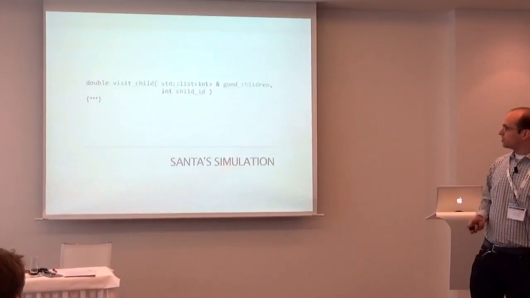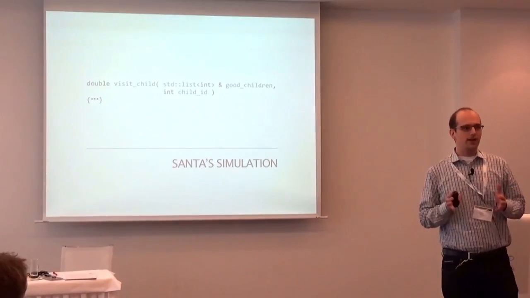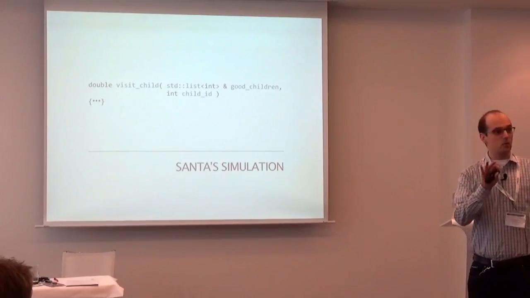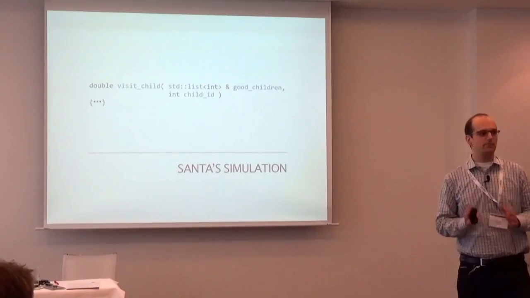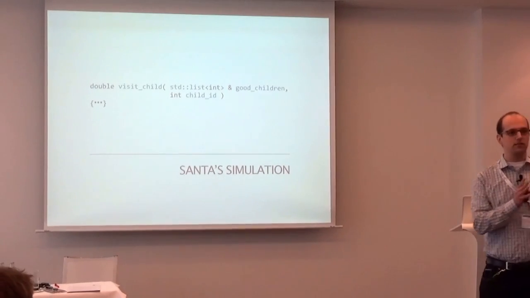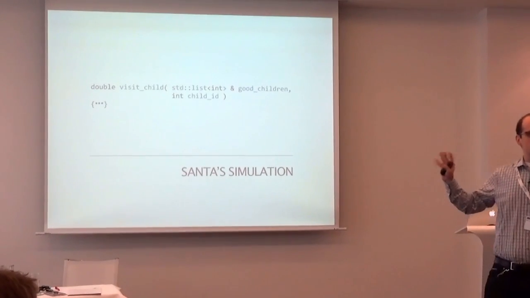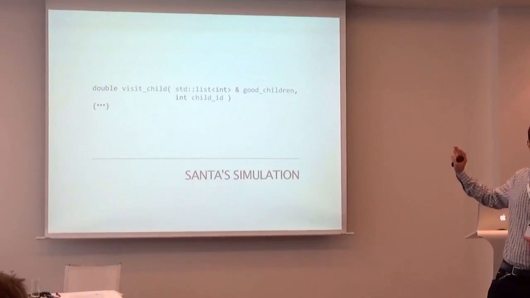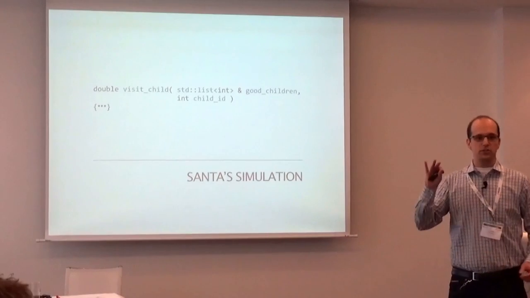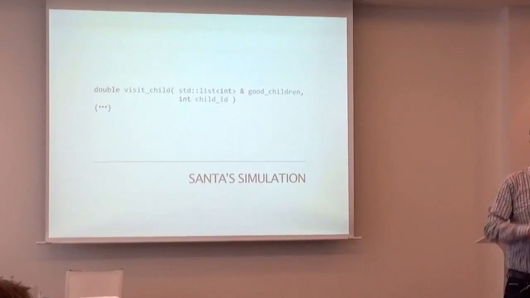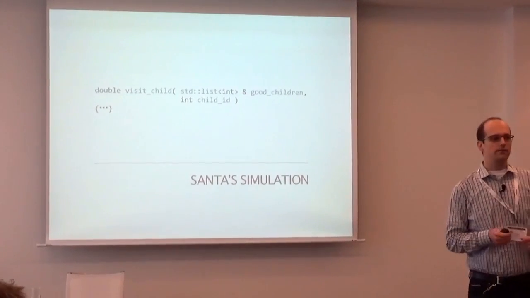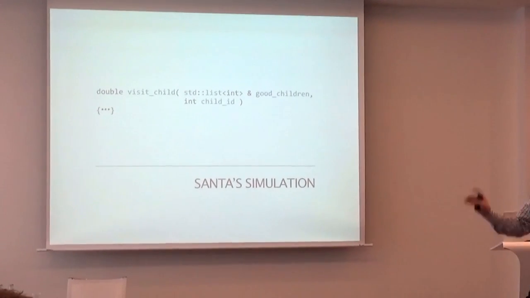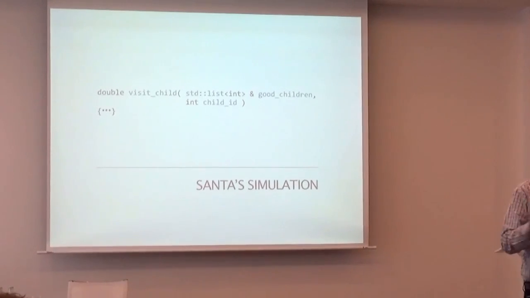His main function is this one, simulating and optimizing the visit of each child in the world. As you can see, it expects basically 2 parameters. One parameter is a reference to the list of all good children in the world, and the other parameter is an ID of a child visited in this function. You can assume that in the function body, decisions are made based on whether the child ID is a member of this list of the good children.